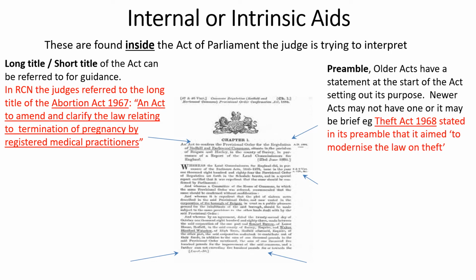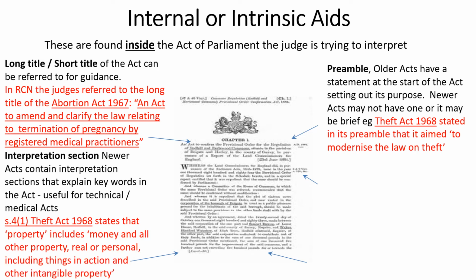We also might have a preamble. Now, not so much anymore, but older acts have statements at the start of the act setting out its purpose. Why was the act created? For example, the Theft Act 1968 states in its preamble that it aims to modernise the law of theft. We also might have an interpretation section, as mentioned earlier on in this video. The Theft Act is a good example here. The Act contains interpretation sections which explain keywords in the Act.